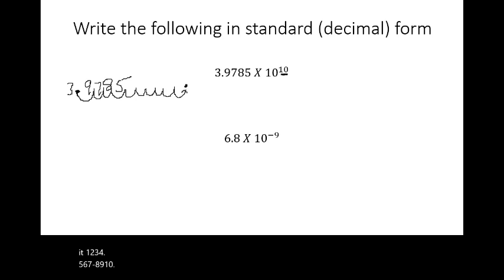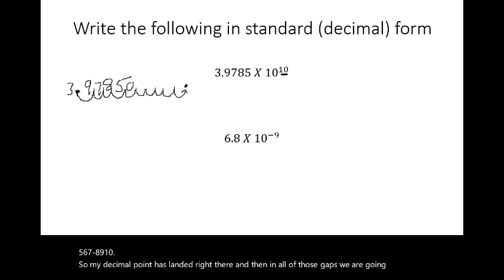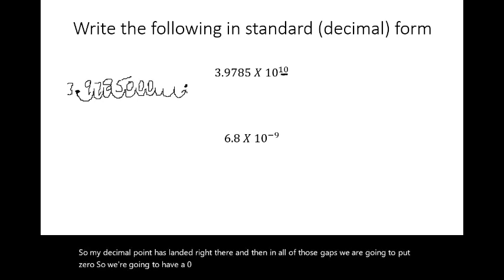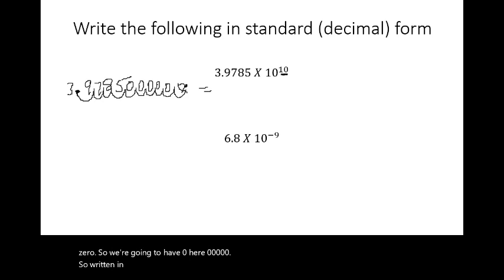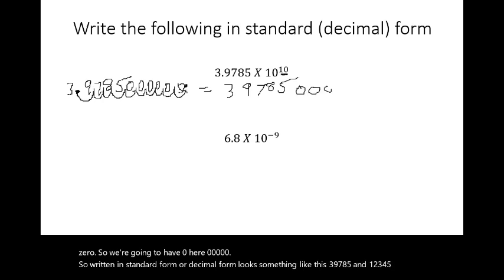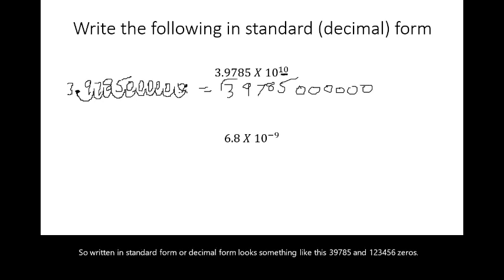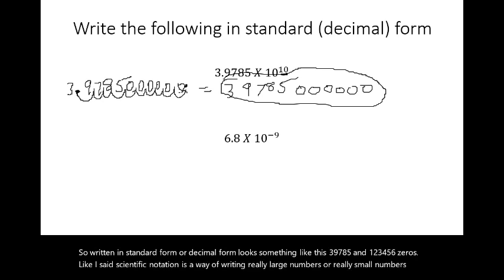So my decimal point has landed right there, and then in all of those gaps, we are going to put 0. So we're going to have a 0 here, 0, 0, 0, 0, 0. So written in standard form or decimal form, it looks something like this: 3, 9, 7, 8, 5, and 1, 2, 3, 4, 5, 6 zeros. Like I said, scientific notation is a way of writing really large numbers or really small numbers in a more condensed format.